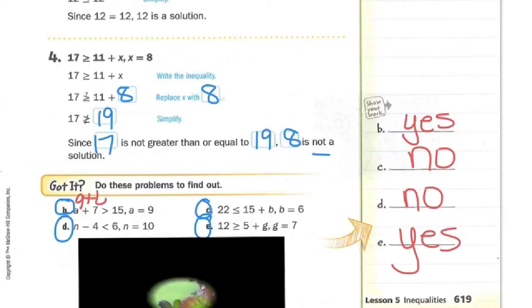9 plus 7 is greater than 15. That's why it's yes. 22 is less than or equal to 15 plus 6. Well, 15 plus 6 is 21. 22 is not less than 21. For D, 10 minus 4 is 6, and 6 is not less than 6. And then for E, 12 is greater than or equal to 5 plus 7. 5 plus 7 is 12, and 12 equals 12, so that makes it a true statement. Go ahead and go to your next page, please.